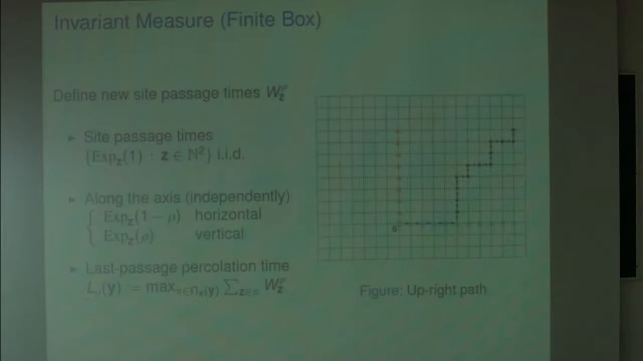Okay, so here in the finite box, if I go up, then I will pick the yellow weights, and then I go in the box and just pick the black weights, which are given by the exponentials with parameter 1. I will denote this new environment by omega rho, meaning that you have a dependence on the parameter rho along the boundary.